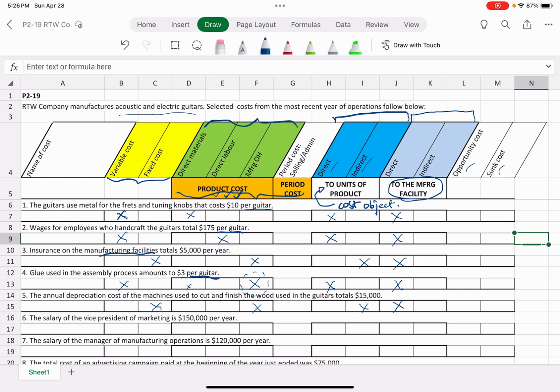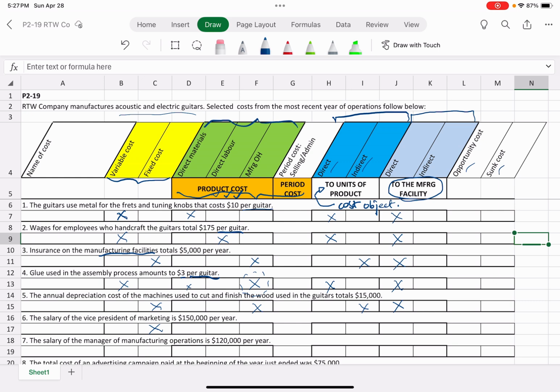Okay, the salary of the VP marketing is $150,000 per year. Now, that cost is fixed, right? They're not suggesting that we pay him more or less depending on what the sales are. Commissions might be treated differently, but this is a fixed cost.